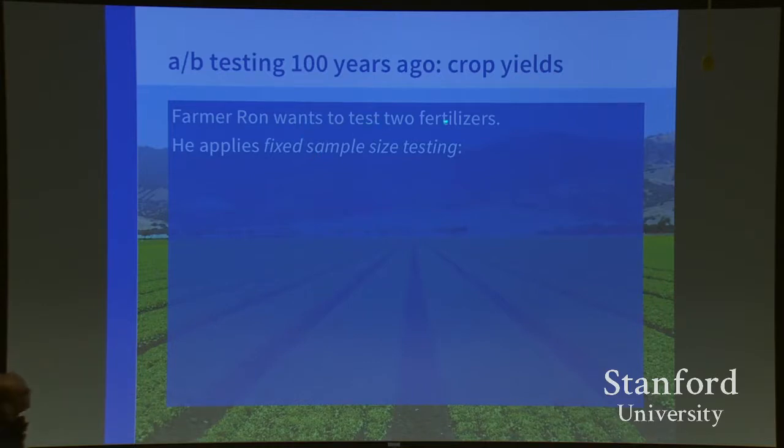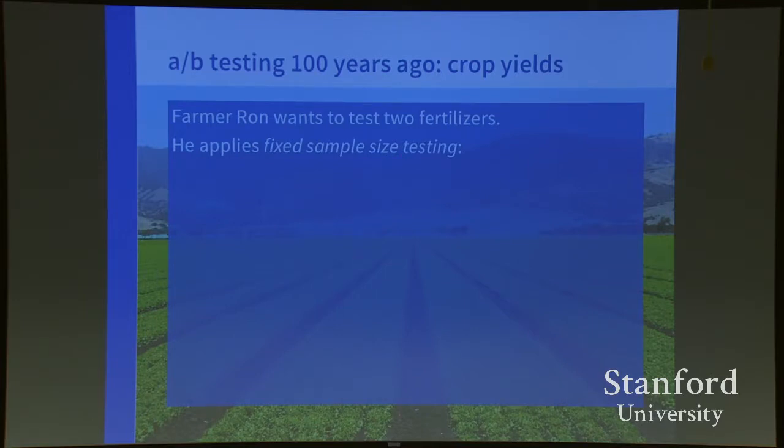So what does he want to do? He wants to test 2 fertilizers. The reason this example is about fertilizers and crop yields is that this really was the original motivation for thinking about experimental design. Sorry, Michael, I should have said that before you ran up. So what does he do?